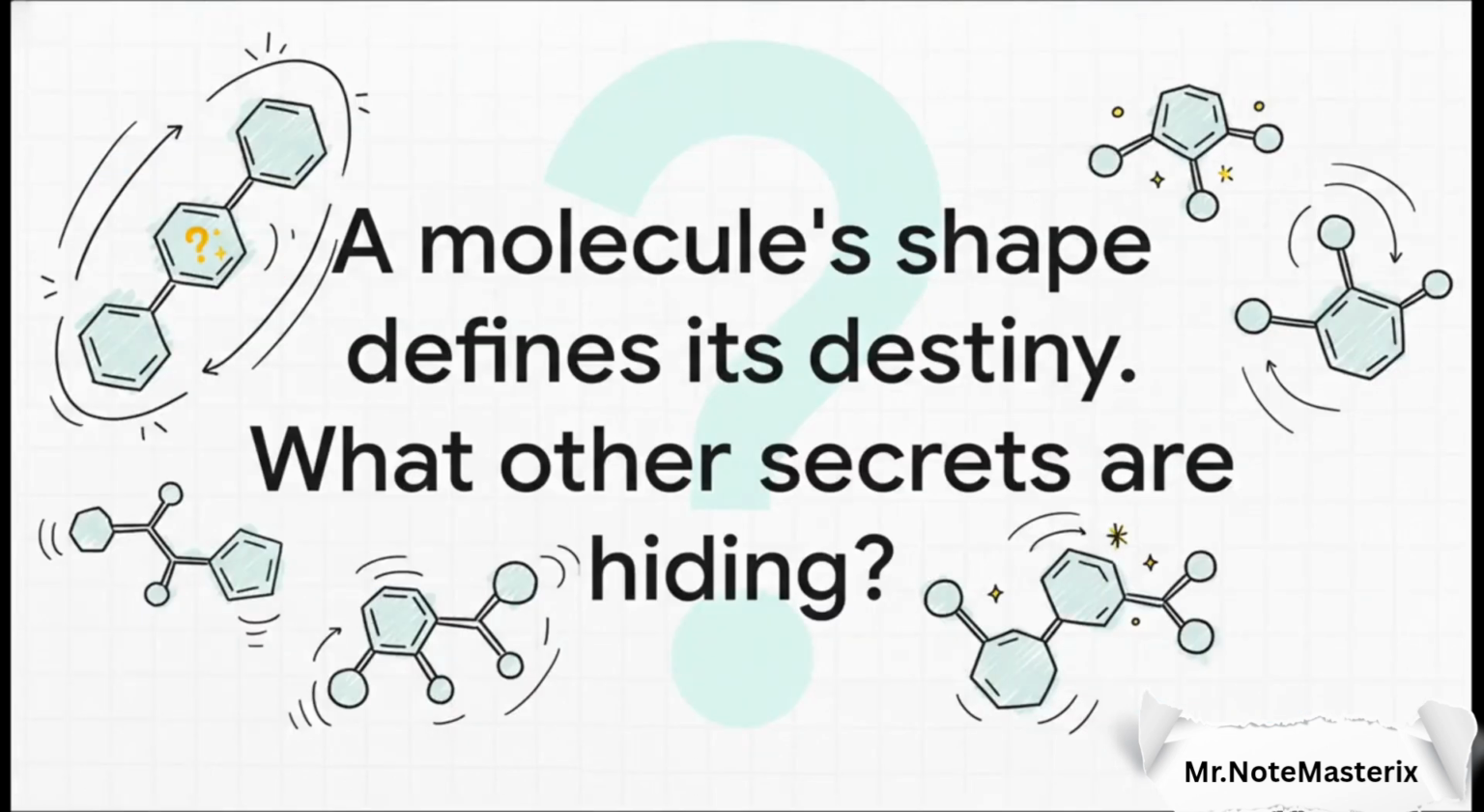So from simple, straight skeletons to constantly spinning tops and super strained rings, it's pretty clear that a molecule's shape is its destiny. It controls how it moves, how it reacts, and ultimately how it builds the entire world around us. It really makes you wonder, doesn't it? What other huge secrets are hiding right there, in plain sight?